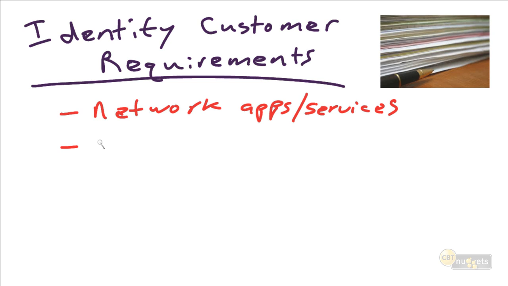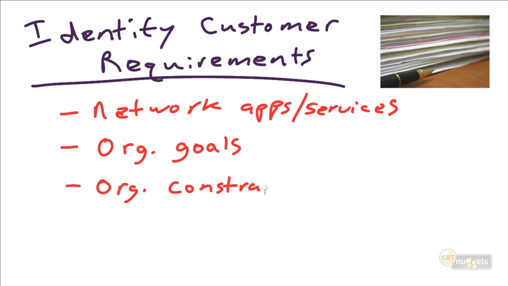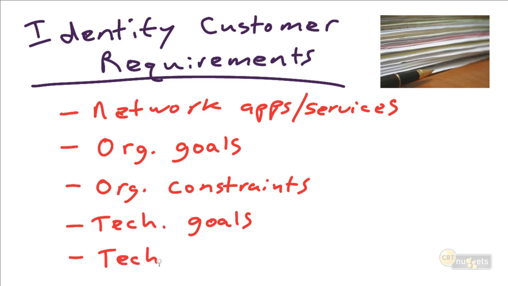Then let's make sure we get from them their organizational goals. And also, let's find out their organizational constraints. So, what do they really want to achieve with their organization? And what do they view as the barriers to them achieving those particular goals? And then, guess what? We're going to do that same thing, but with technical. So, we're going to really interview them about their technical goals, and we're going to really interview them about whatever technical constraints they might have.